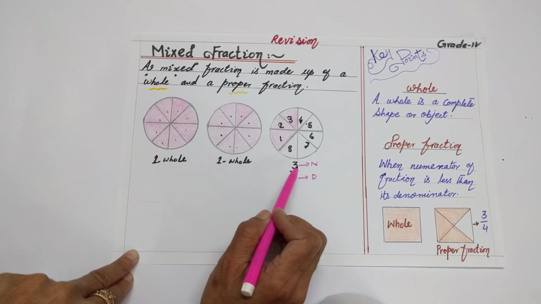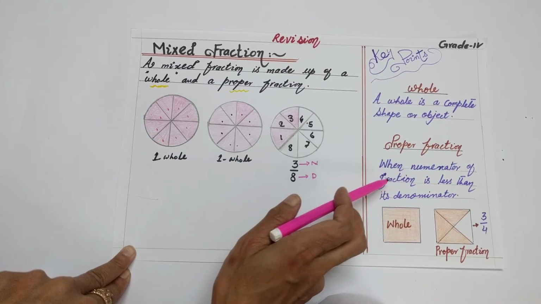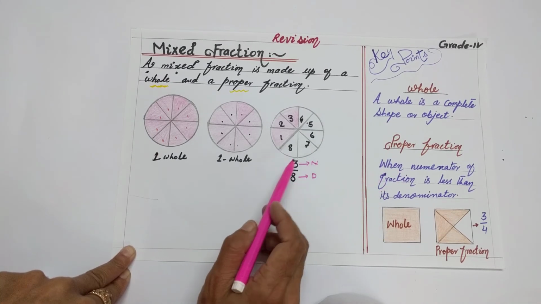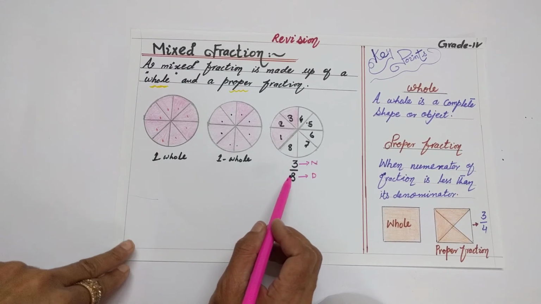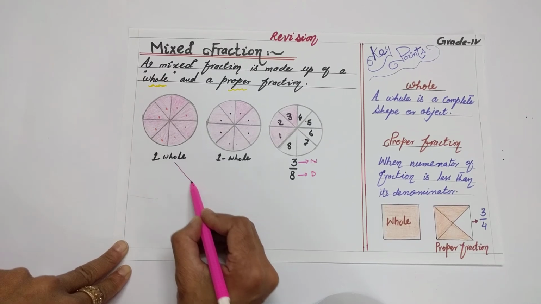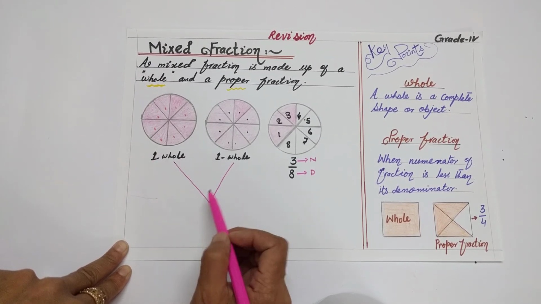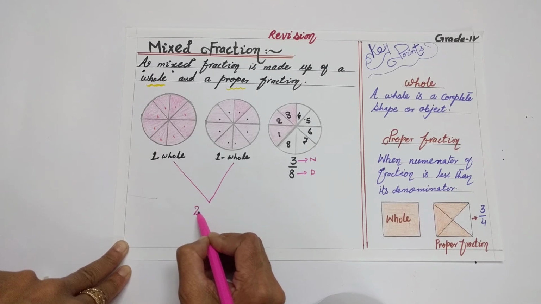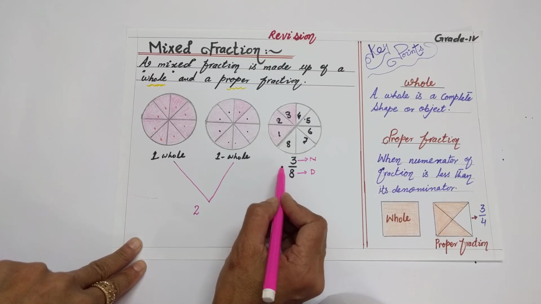So this is a proper fraction. Why? According to the definition of the proper fraction, the numerator is less than the denominator. 3 is less than 8, so this is a proper fraction. Now the point is how to write the mixed fraction. We will combine the wholes. How many wholes are here? 1 and 2. So we can write the wholes like this.